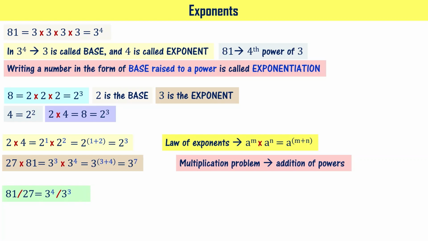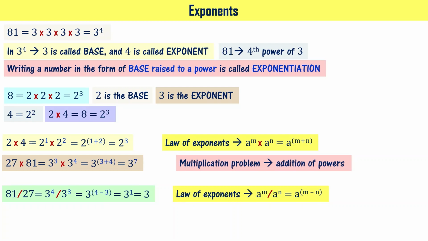Now let's take a look at this problem. 81 divided by 27. 81 can be written as 3 power 4 and 27 can be written as 3 cube. When you simplify it, you get the answer as 3, right? If you make use of the law of exponents, this is the second law of exponents, that is a power m divided by a power n can be written as a power m minus n. It means I can write 3 power 4 divided by 3 power 3 as 3 power 4 minus 3, that is equal to 3. What you must have observed here is the division problem now becomes a subtraction of powers problem, right?